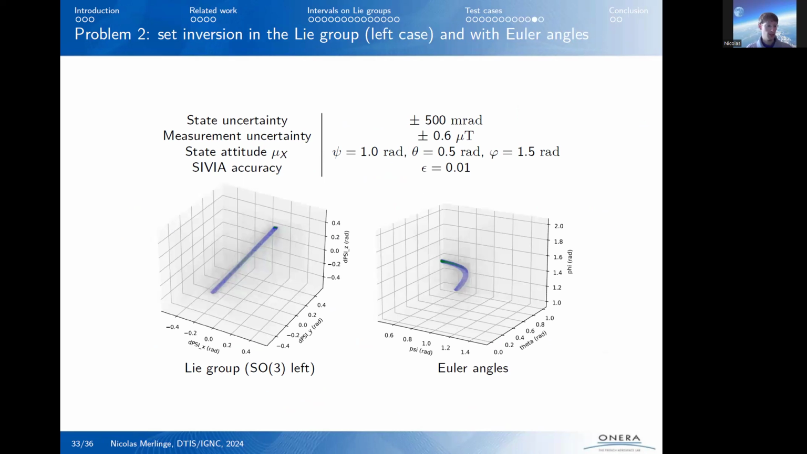So here are the SIVIA outputs in terms of Lie groups and Euler angles. In both cases, we get a tube because the problem is such that we fix 2 degrees of freedom, and there is 1 left degree of freedom alongside the magnetic field vector. So it's normal to get a tube in both cases.